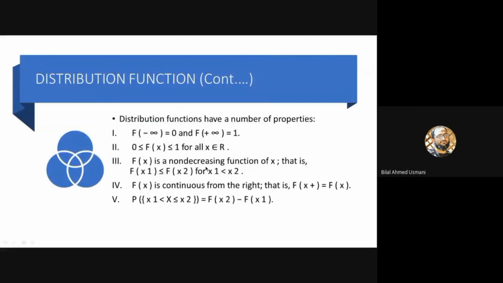Okay, so the second property is that F of x, the cumulative probability distribution function, is a non-decreasing function. Third property, it is continuous from the right, that is F of x plus is F of x. It is a property from calculus whether the function is right continuous or left continuous. So I'll leave it for the time being. The left hand limit and right hand limit should exist at that point, and the function is always defined at that point, and the limit of the left hand and right hand limit tends to the limit of the function. So these are the properties of continuity.